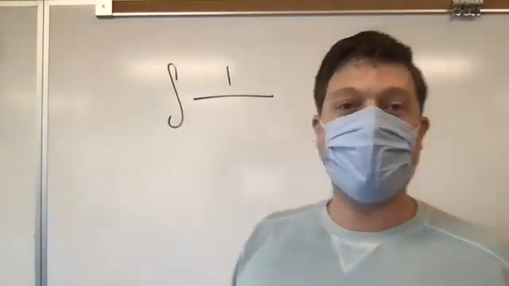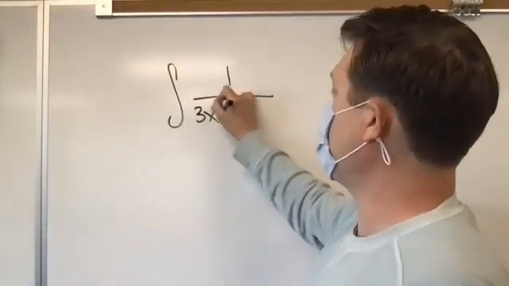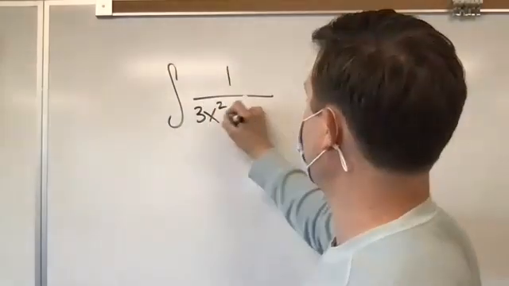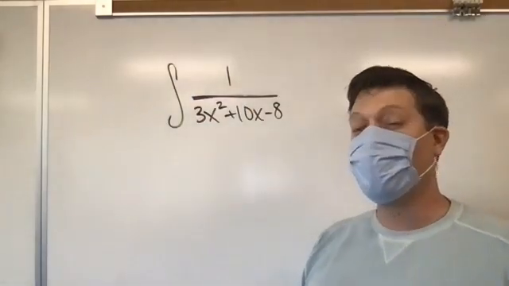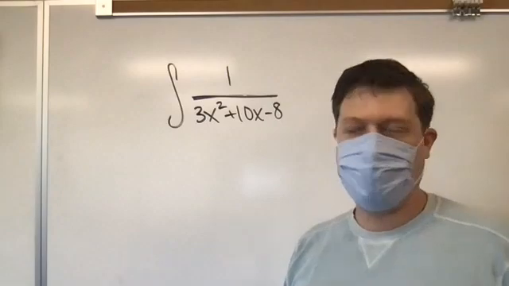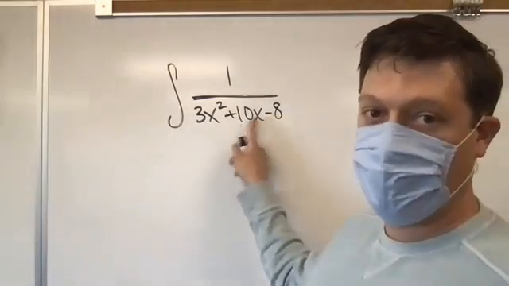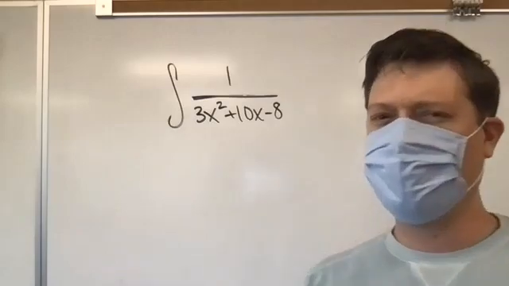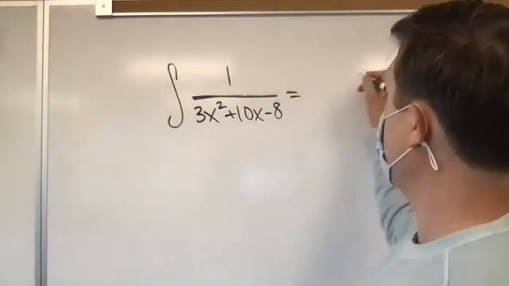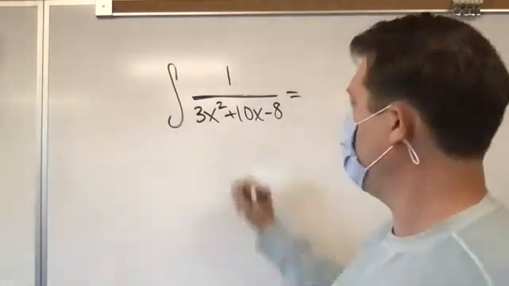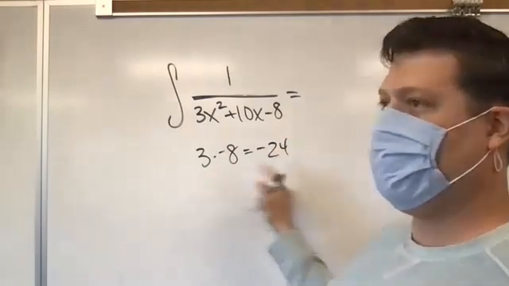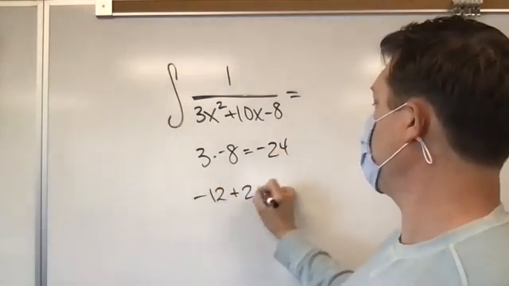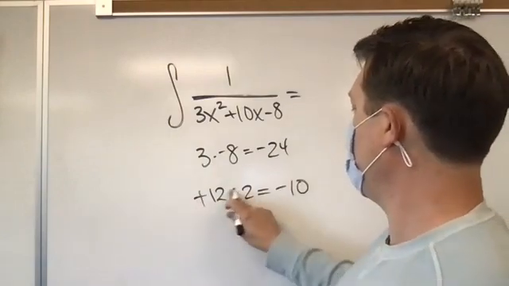So we have a quadratic that we're going to say is in the bottom of our integral. So I'm going to use yours: 3x squared plus 10x minus 8. Okay, so factors of negative 24 that add to 10. I'm guessing 12 and 2, negative 12 and 2? That would work, right? You can break it apart like that. 3 times 8 is negative 24. And then negative 12 plus 2 equals, make the 2 negative.